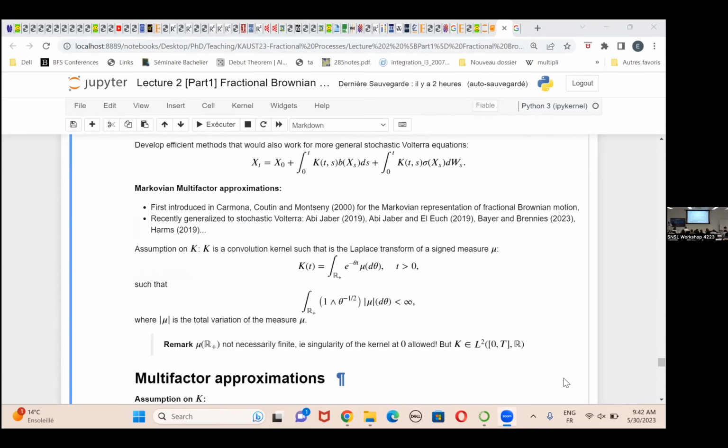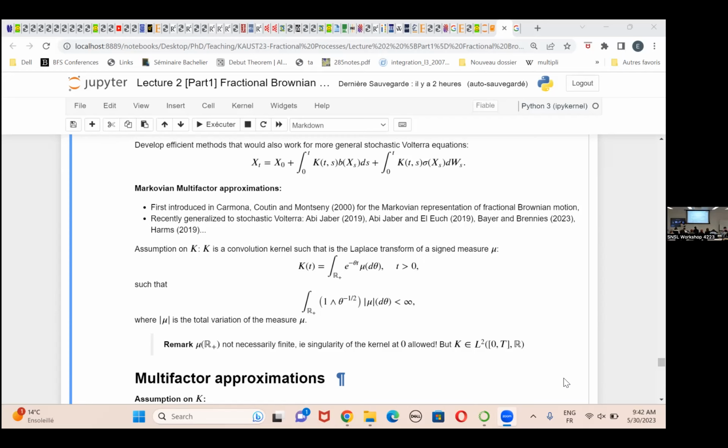All right, so as promised, we're going to discuss some more efficient methods. In this first part, we're going to discuss a more efficient method for simulation that could also work when you have more general dynamics beyond the Markovian setting.